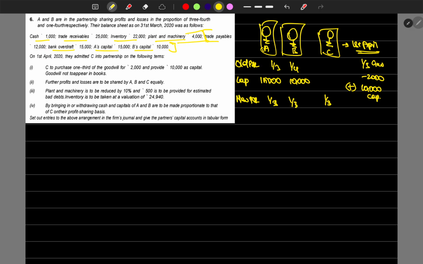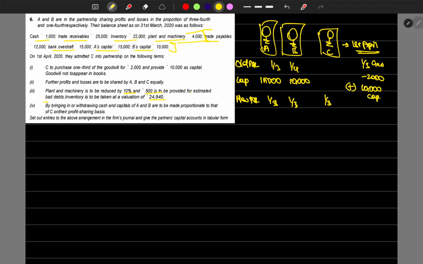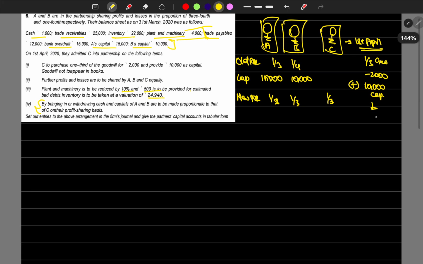Then revaluation details have been given. Plant and machinery is reduced by 10%. A provision of 500 is to be provided. Inventory valuation is also given, which is 22,000, so inventory has increased. And then by bringing in or withdrawing cash, the capitals of A and B are to be made proportionate. A and B are matching their capital to the same level as C. C's capital is 10,000, so A and B also keep their capital at C's level.